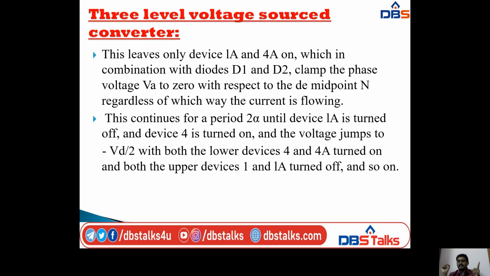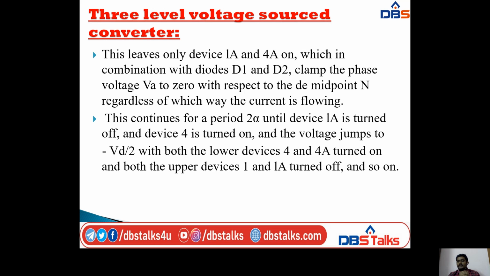So actually we started with the period alpha, and this continues for a period of 2 alpha until device 1A is turned off. So actually 1A and 4A are on, and it will continue from alpha to 2 alpha, until device 1A is turned off and device 4 is turned on, and the voltage jumps to minus Vd by 2 with both the lower devices 4 and 4A turned on.